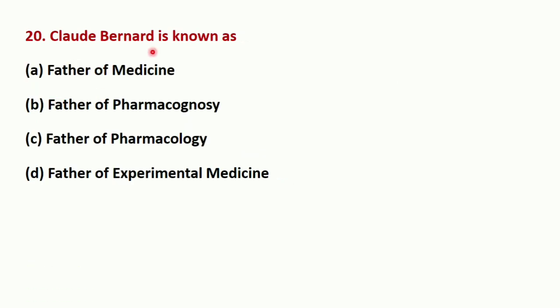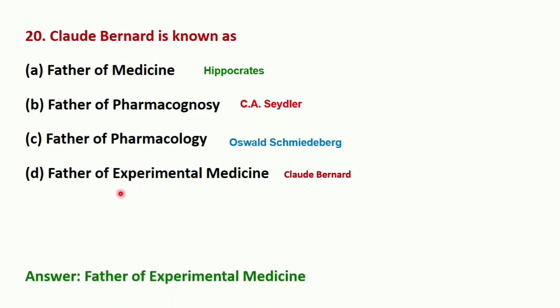And question 20: Claude Bernard is known as the father of medicine, father of pharmacognosy, father of pharmacology, or father of experimental medicine. Father of medicine is Hippocrates. Father of pharmacognosy is Seydler. Father of pharmacology is Oswald Schmiedeberg, and father of experimental medicine is Claude Bernard. So these are the scientists related to the given answers. Here Claude Bernard is the father of experimental medicine.